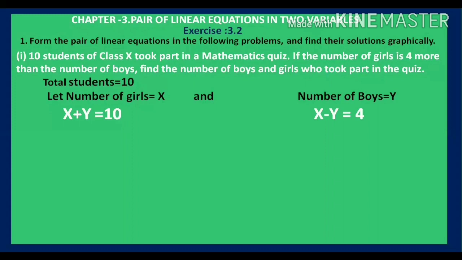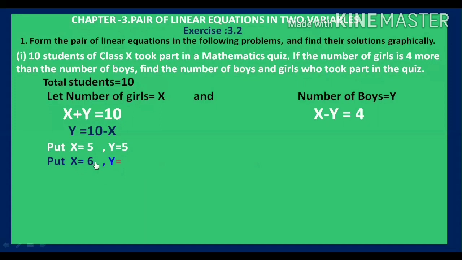Now we have to solve it graphically. So we have to draw the graph, and to draw the graph we need some points on these lines. First let's take the equation x plus y equals 10. We transpose one variable to the right hand side. Let's transpose x, so y equals 10 minus x. Now we put some values of x to get y. Let's put x equals 5, y equals 5. You can put any value by your choice. It is not compulsory that you take 5. You can take any value.